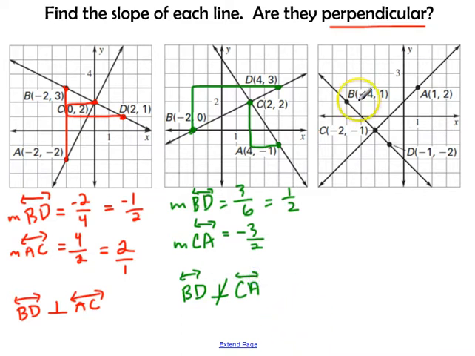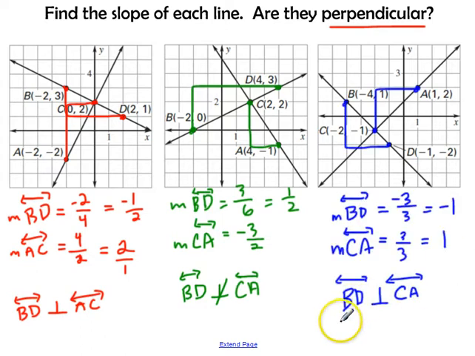Go ahead and pause, try this third example, and check back with me when you're finished. Hopefully you found that line BD is perpendicular to line CA because BD has a slope of -3 over 3, which is really -1, and CA has a slope of +3 over 3, which is really +1. So I know it doesn't look like it here, but we definitely have one that's positive, one that's negative, and 3 over 3, the reciprocal is still 3 over 3.